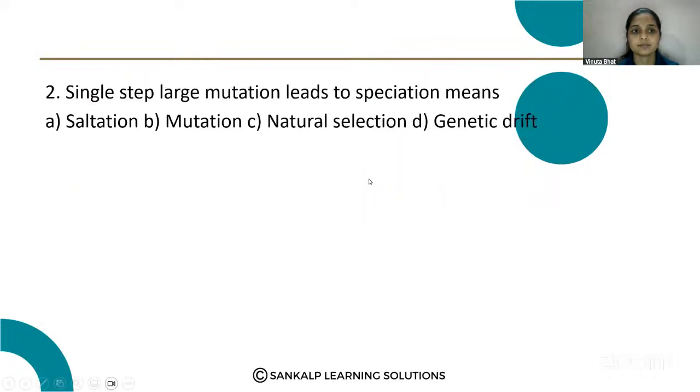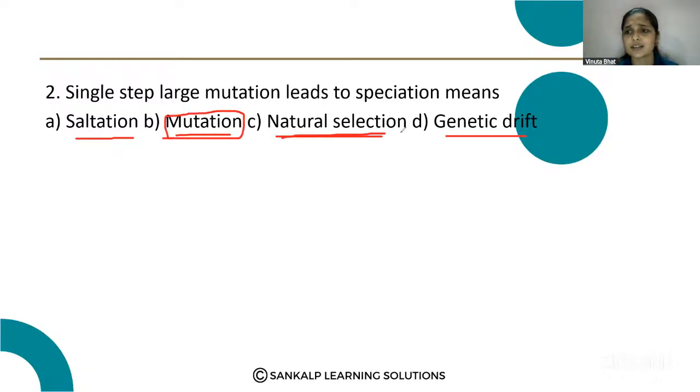Second one, single step large mutation leads to speciation. Means saltation, mutation, natural selection, or genetic drift. So here, single step large mutation. Mutation means a sudden change at the genetic level, right? It mainly occurs by chance, the genetic change. So that is called the mutation.